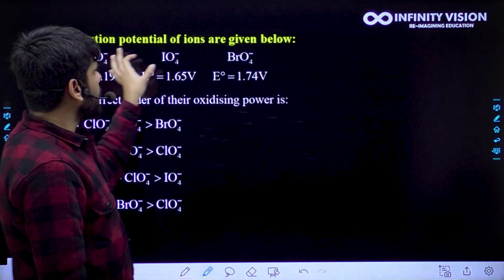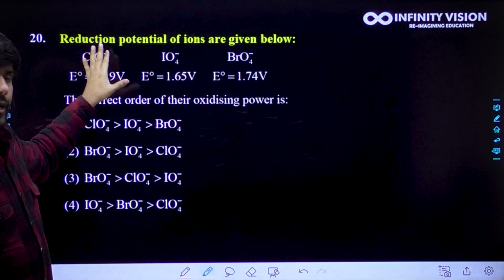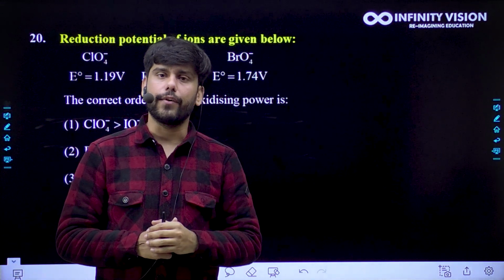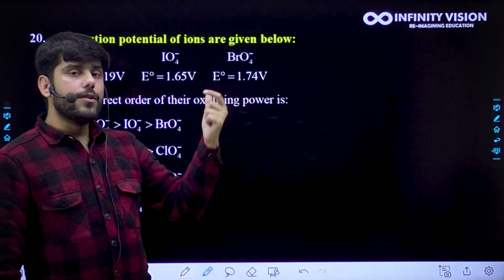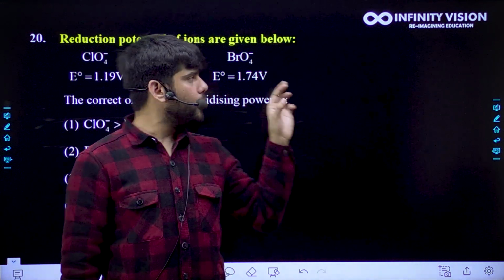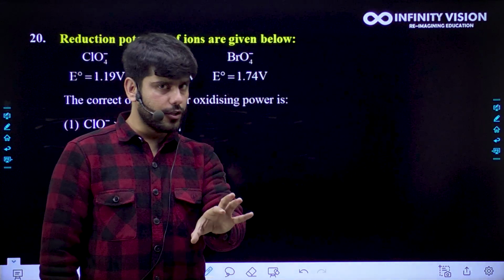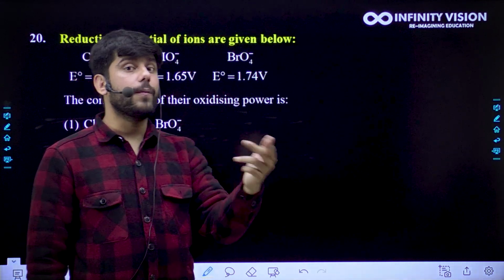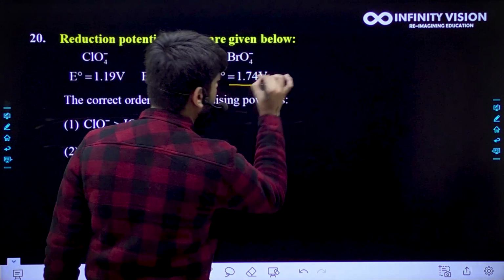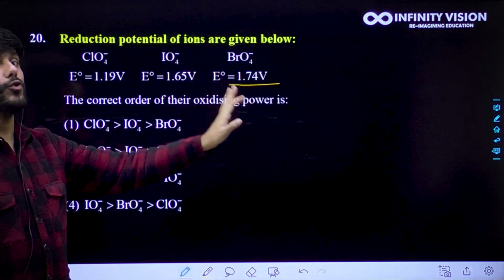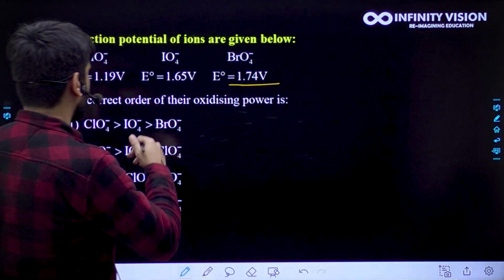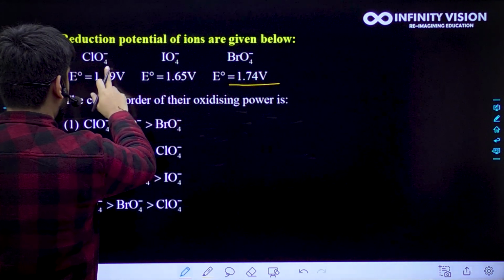The question is, reduction potentials of ions are given below. We have perchlorate, periodate, perchromate, and the standard reduction potentials are given. Now, we know that the higher the value of standard reduction potential, the more will be the tendency to undergo reduction, and hence the more will be the oxidizing power. So here the SRP value is higher, so it has the maximum tendency to undergo reduction, and hence the most oxidizing power. Followed by this and then this.